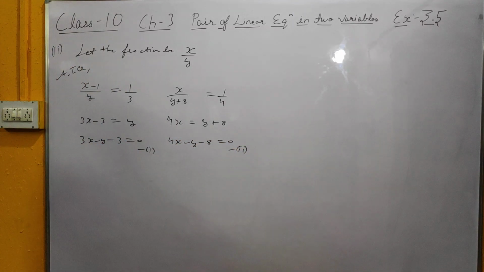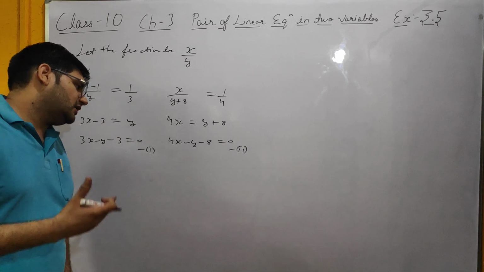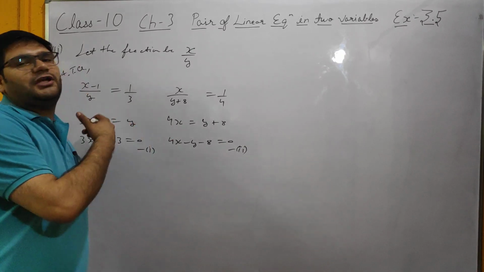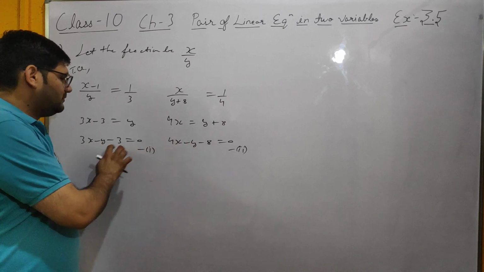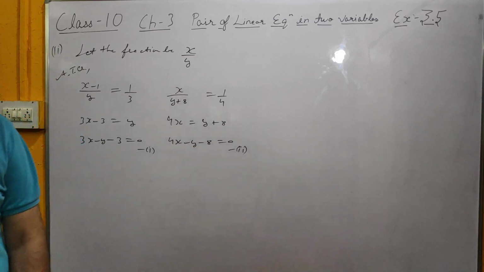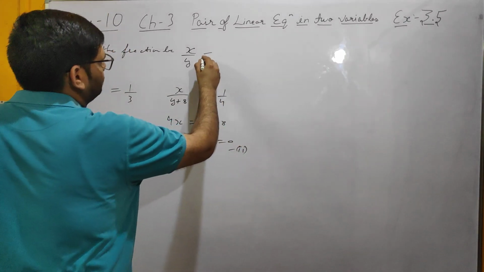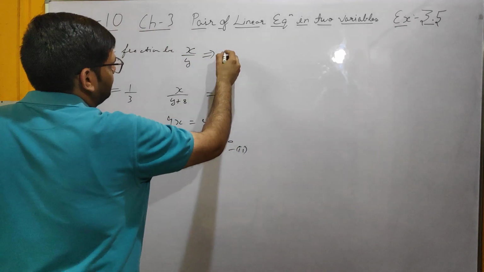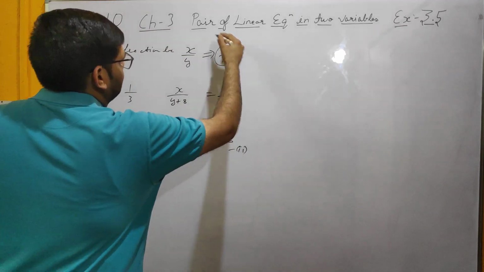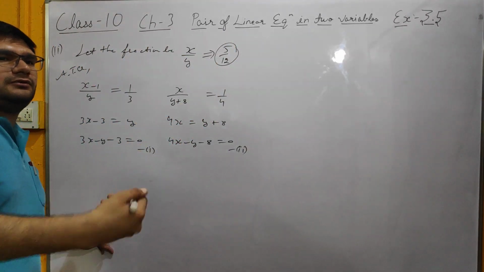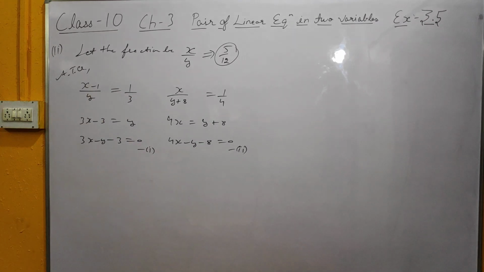Now just use any method, preferably elimination, because the y terms are the same. Just subtract, y will be cancelled, and you will get the answer of x. After solving, I hope you might have solved, the answer will be 5 by 12. Side by side you can pause the video, solve, and then check the answers.